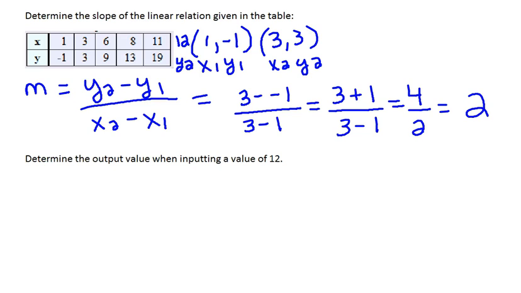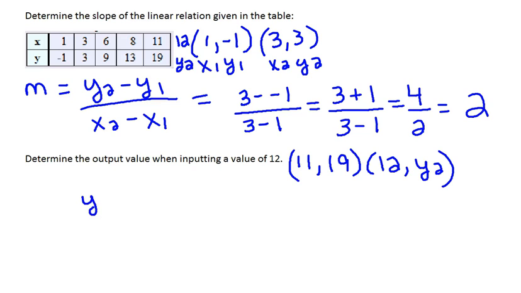So we're going to use the same formula, m is equal to y2 minus y1 over x2 minus x1. I'm going to use the last point on the chart, which was 11, 19. So that's going to be my x1, y1, and then I'm going to use my 12 for my x2 and just leave y2 and substitute this into the equation. So I would have y2 minus 19 over 12 minus 11.